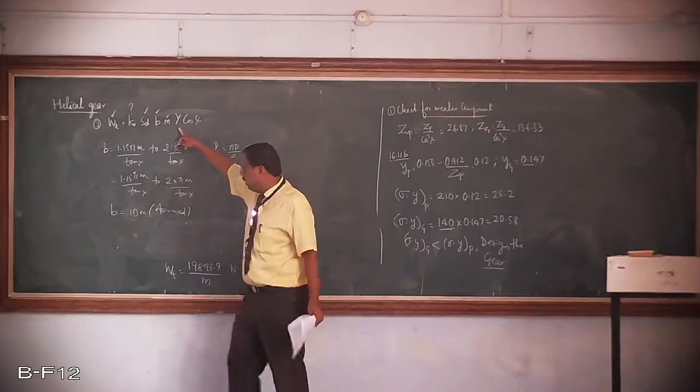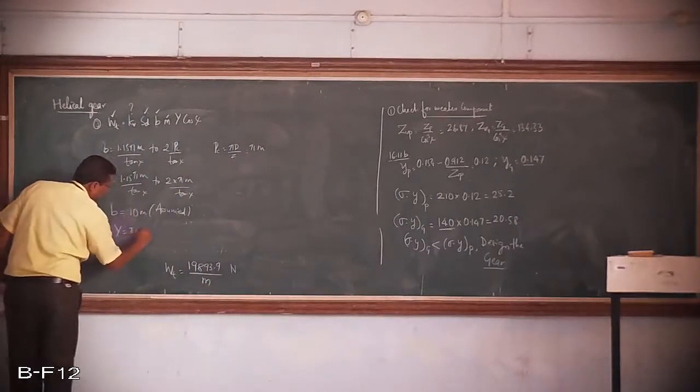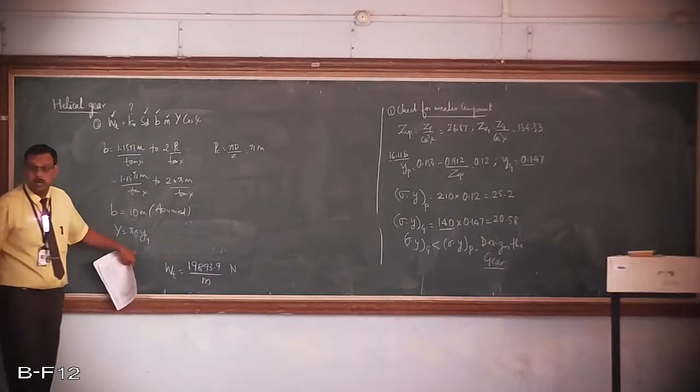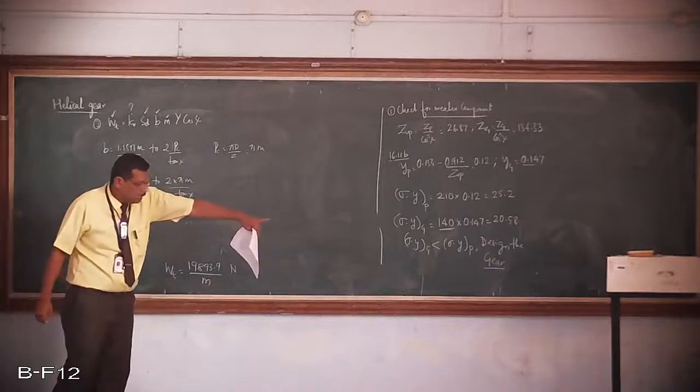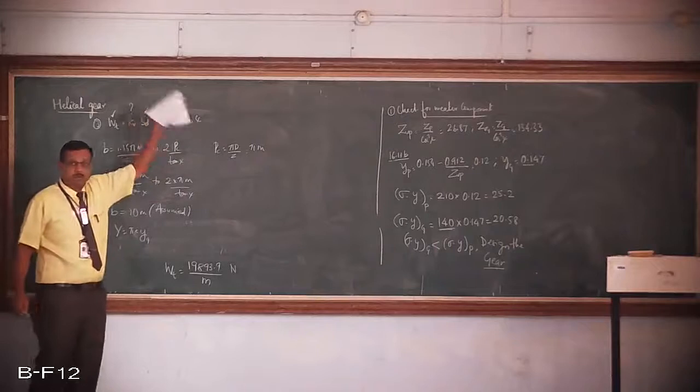What is the value of Y? The value is pi into Y. Which Y do we have to take? We are designing the gear. Therefore, you have to take Y of the gear and not Y of the pinion, because the gear is the bigger component. Everything is based on gear. Cos of psi we know as it is.